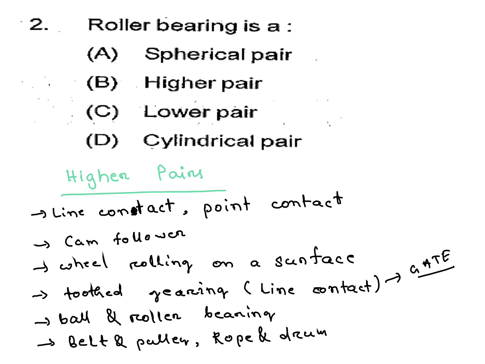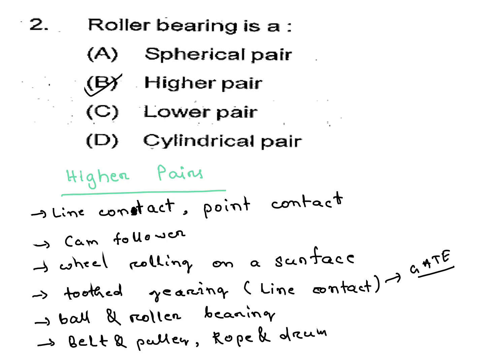Then ball and roller bearing, this one is asked in this question. Belt and pulley, rope and drum. Belt and pulley are also very very important. Cam and follower is also important. So a roller bearing is an example of a higher pair. B is our answer.